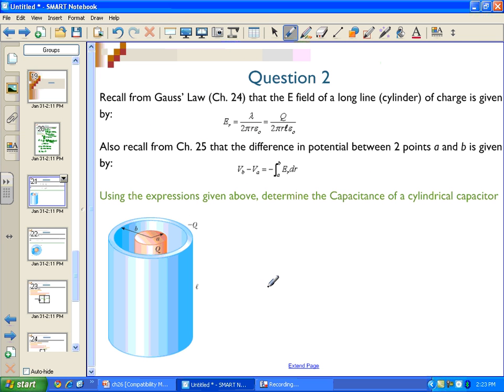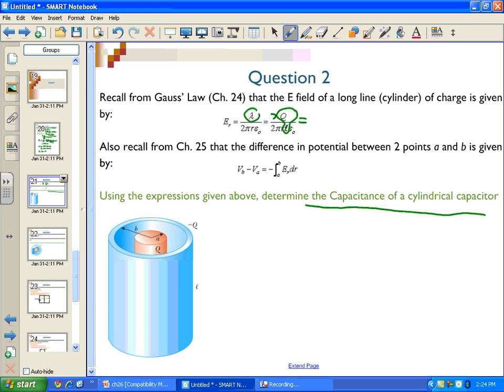Next question. Here, we're asked to derive an expression for the capacitance of a cylindrical capacitor, given that from chapter 24 we got an expression for a very long line of charge using Gauss's law as lambda over 2 pi r epsilon naught. And of course our lambda here is Q over L, in one dimension, over the length of the cylinder.